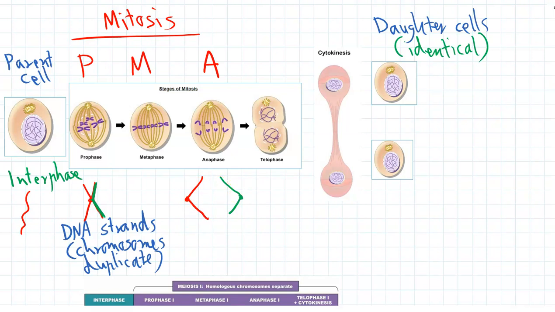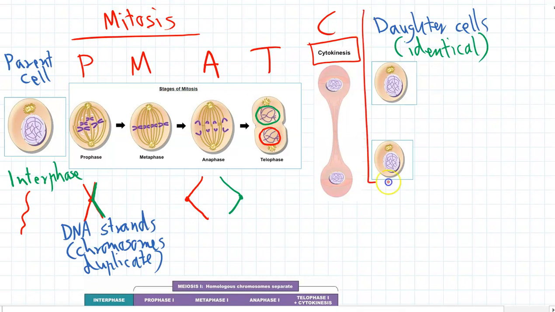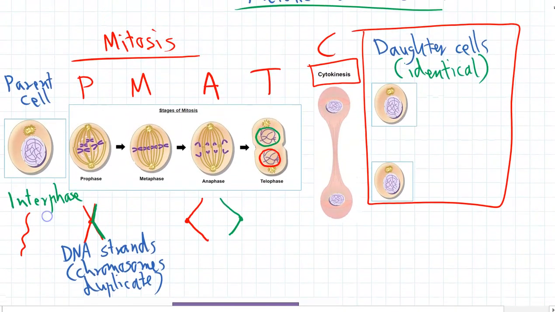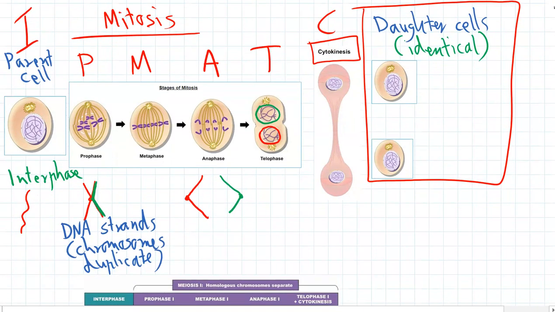So when we get to telophase, we've got one set of chromosomes in the top cell and an identical set of chromosomes in the bottom cell, to make the two daughter cells. So that's the nucleus dividing, that's mitosis. And then the final stage in cell division is cytokinesis, which is C. And cyto, remember, relates to cells, and kinesis means to pull apart or to chop. So the cell pulls apart into two, and that gives us our daughter cells at the end. So that's how we get our acronym of IPMAT-C. Terrible acronym, but that's one way to remember it.